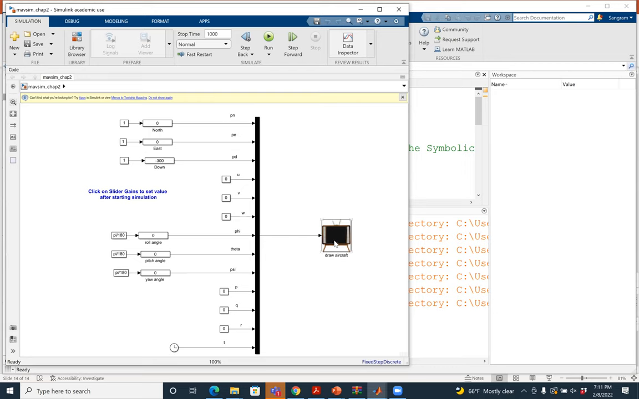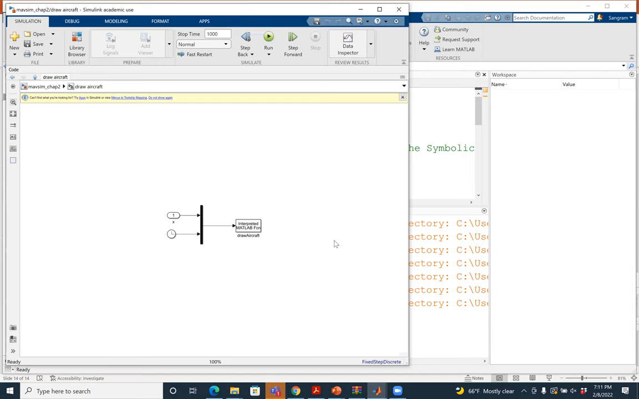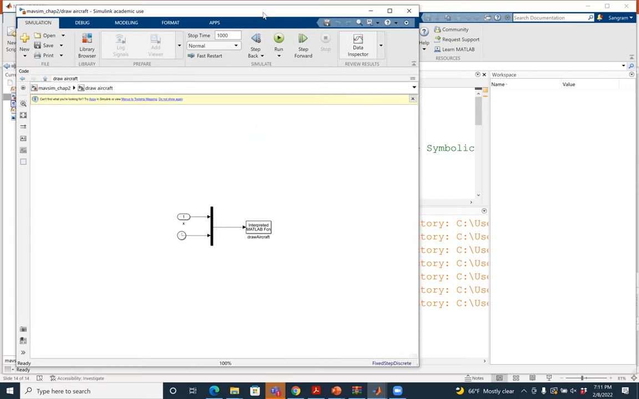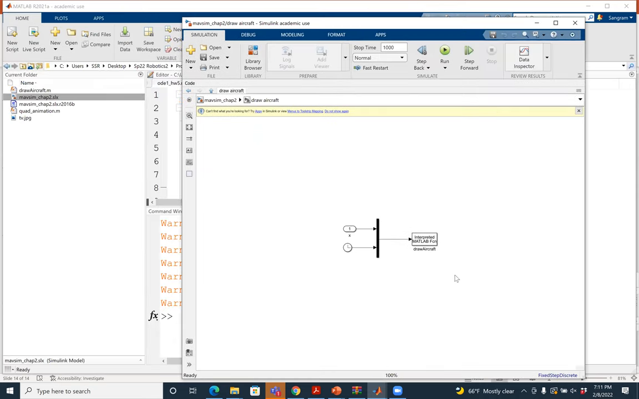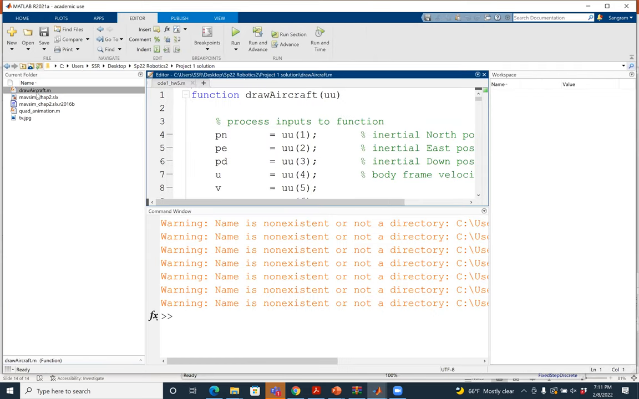So what I want you to do is double click on draw aircraft. This draw aircraft is an interpreted MATLAB function. What is an interpreted MATLAB function? It is just the MATLAB code wrapped in the Simulink block. Can you see draw aircraft? There is a function called draw aircraft. So you can actually write a MATLAB function, create a Simulink block, interpret a MATLAB function, and actually just use that MATLAB code inside the Simulink.